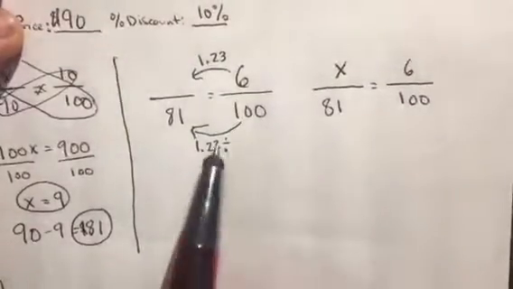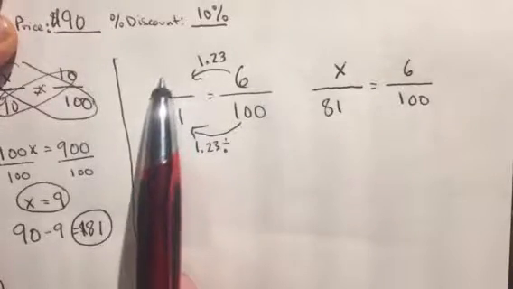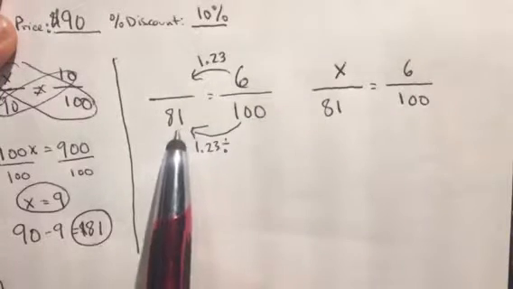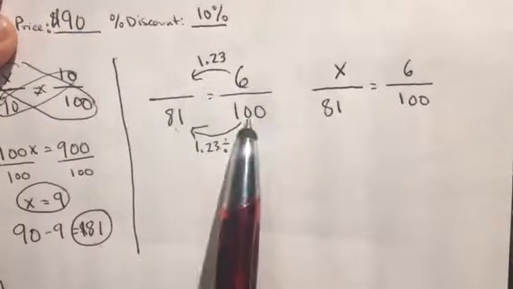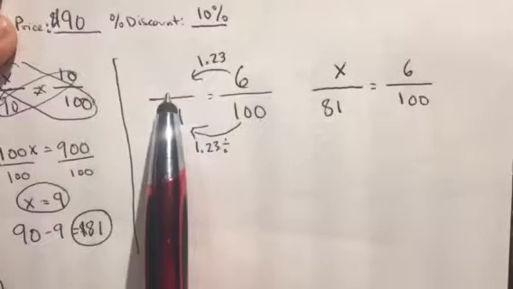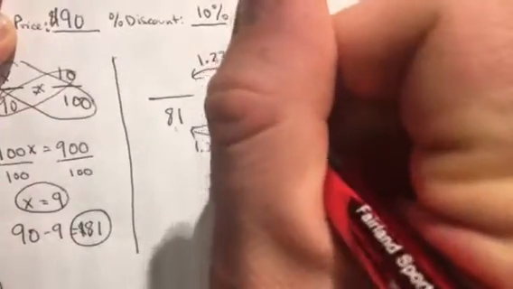But what I have to figure out is, am I going to multiply or am I going to divide? Well, again, I need to figure out, does this number need to be bigger or smaller than 6? To figure that out, I look below. Is 81 bigger or smaller than 100? Well, it's smaller. So if this is smaller, then this needs to be smaller. So to make it smaller, I have to divide.